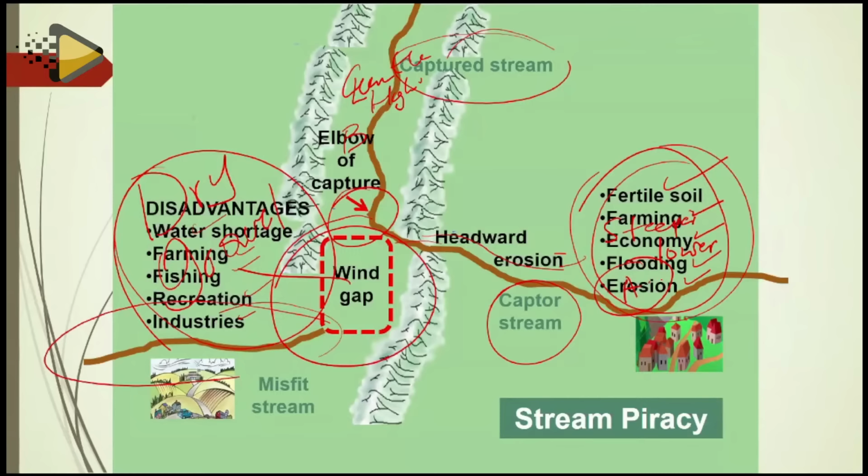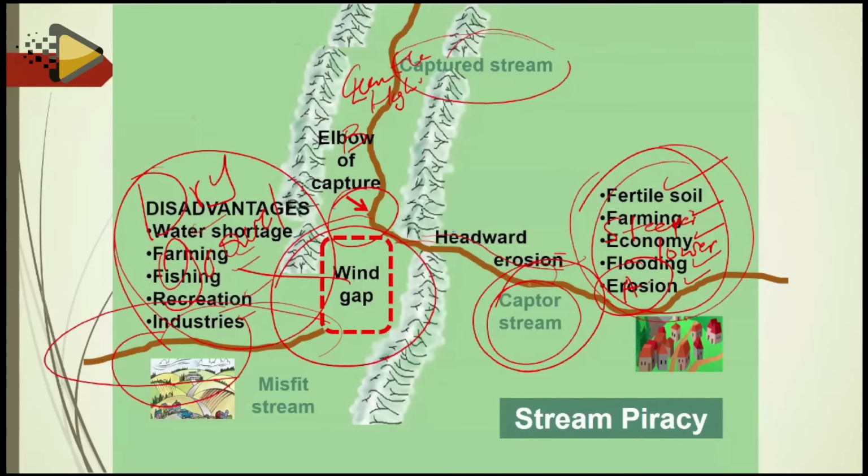Sometimes the examiner will ask you to give the impacts of this process on the rivers themselves. What is the impact of river capture? What is the physical impact? It means, what will happen to the river itself? It can be what will happen to the captor stream or what will happen to the misfit stream. So you must be careful. Sometimes you can be asked what will happen to the people around, but sometimes they ask you what will happen to the rivers themselves.